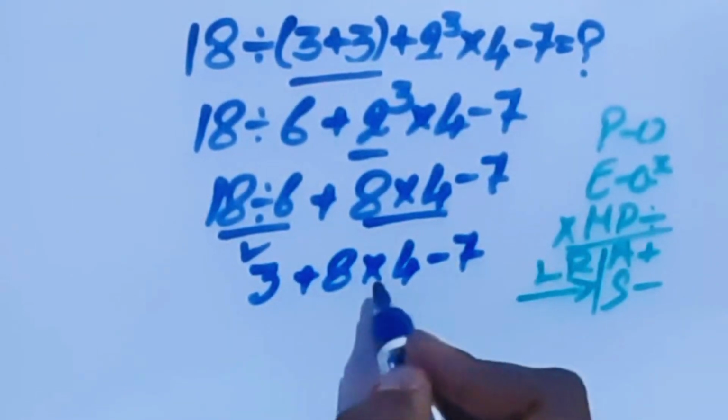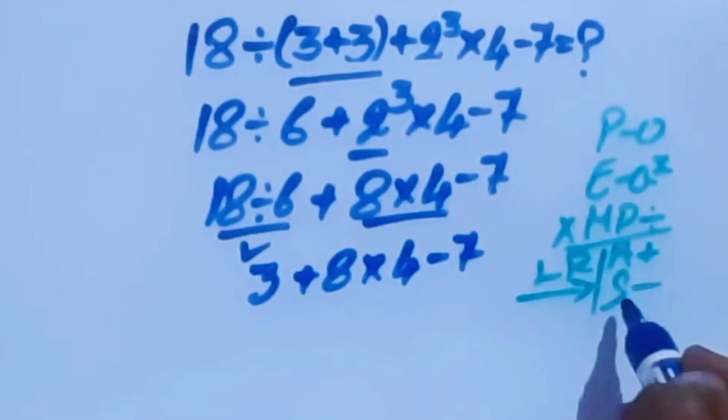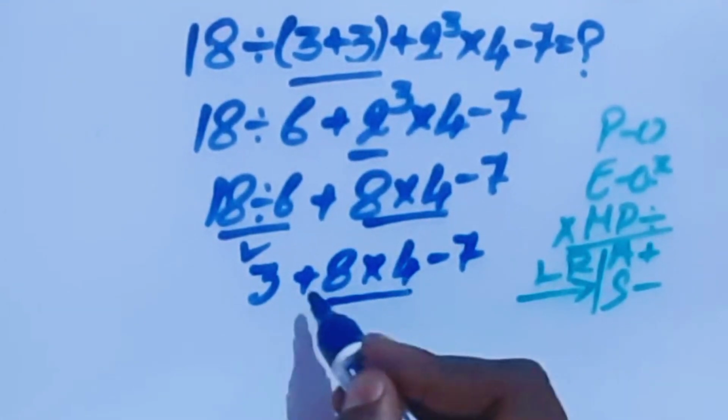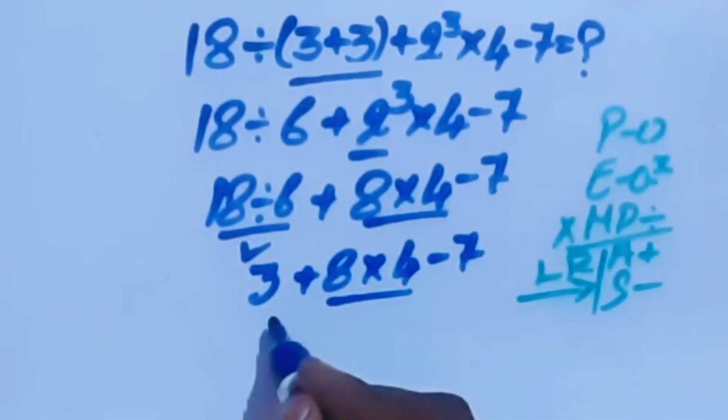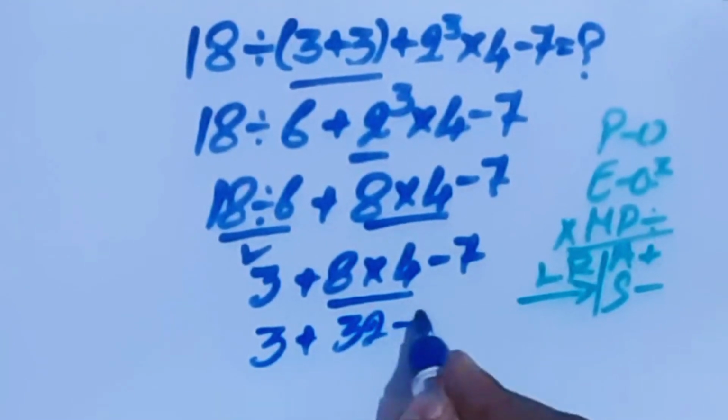Here we have addition, multiplication and subtraction. Here multiplication is higher priority than this addition and subtraction. So we have to do this multiplication before this addition and subtraction. So 3 plus 8 times 4 is 3 plus 32 minus 7.